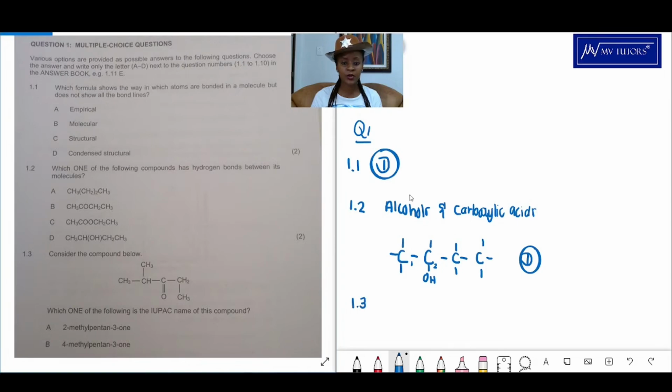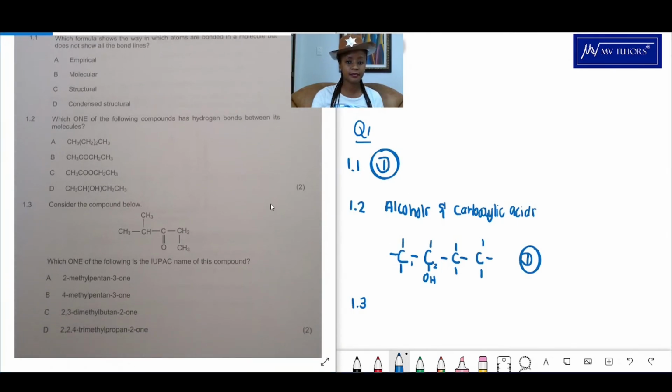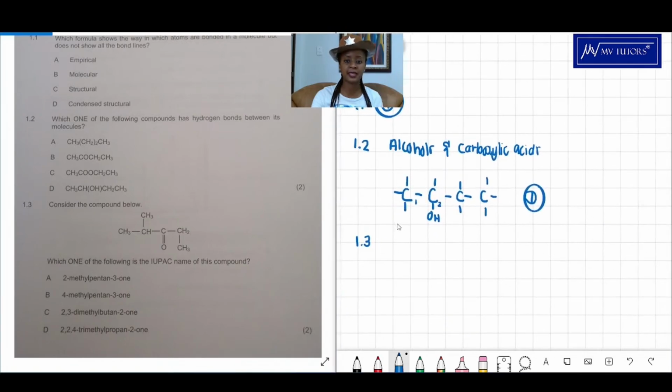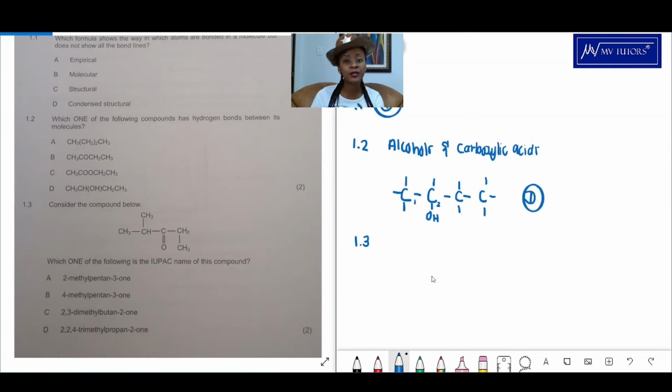Okay, cool. And then 1.3, consider the compound below. Let me just take it a bit up. Without even looking at the options given to us, let us name this compound and then go look for the name in the options. So we have, counting from the left, 1, 2, 3, 4, 5 carbons. On the second carbon, I have a methyl group. And then on the third carbon, that's where I have my double bond to oxygen. So I have a ketone here.